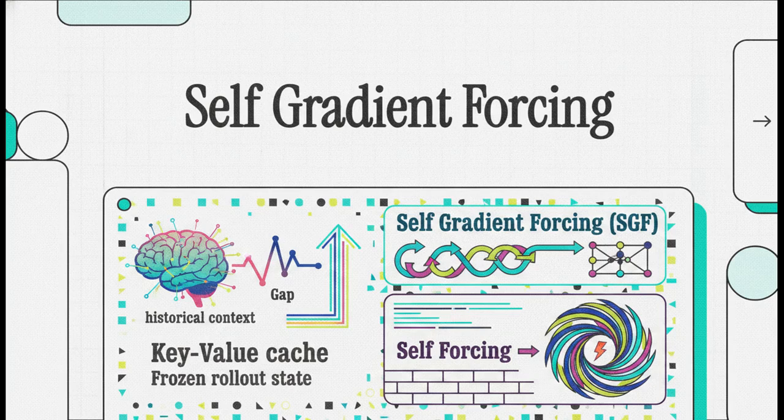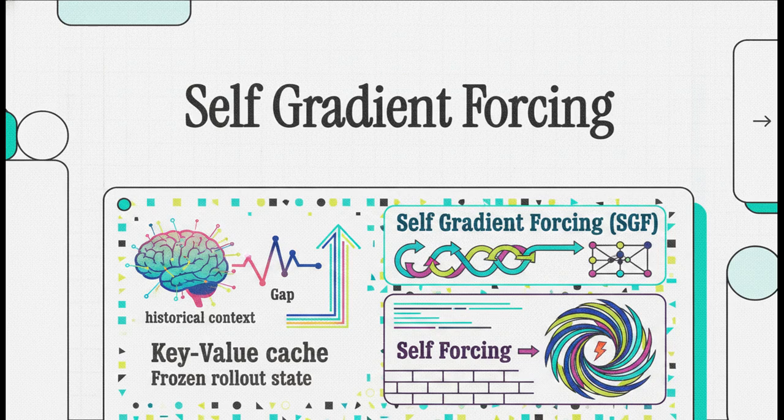Let's get right into it. Today, we're tackling a massive bottleneck in autoregressive video diffusion models, the historical context gradient gap. When scaling video generation to long horizons, models trained via standard self-forcing simply hit a wall. Why? Because they treat the historical key-value cache as nothing more than a frozen rollout state. So in this explainer, we're going to unpack the exact mechanics of a novel two-pass training strategy called self-gradient forcing.